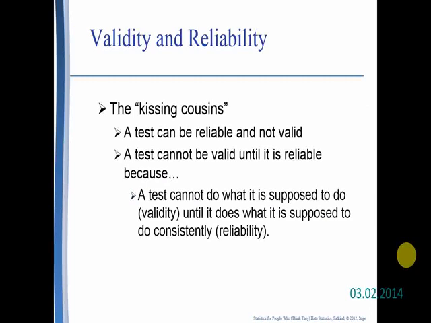Salkind refers to them as the kissing cousins. They're important to take into consideration with your scale or measurement construction, your survey construction. But just because you create a test or a survey instrument doesn't mean that it's a reliable test. Doesn't mean that it's a valid test. So there are certain steps that we need to include, like doing a Cronbach alpha on our scale.